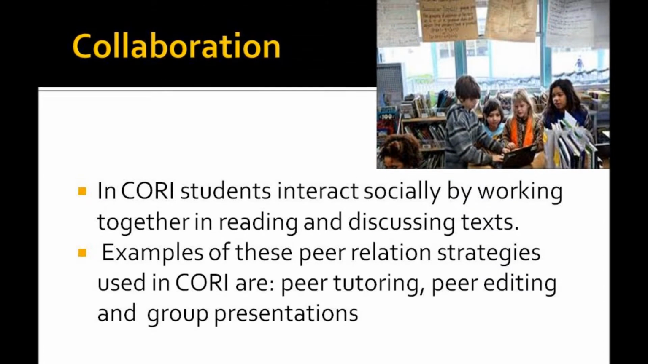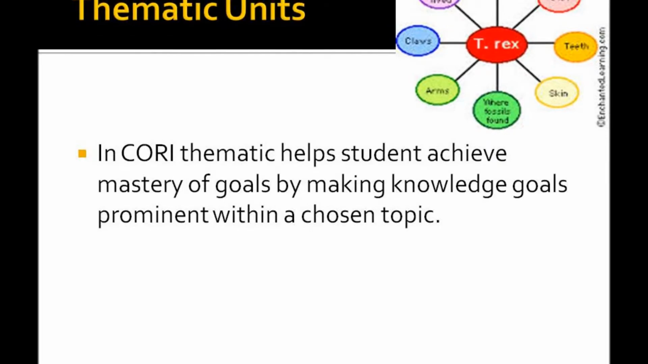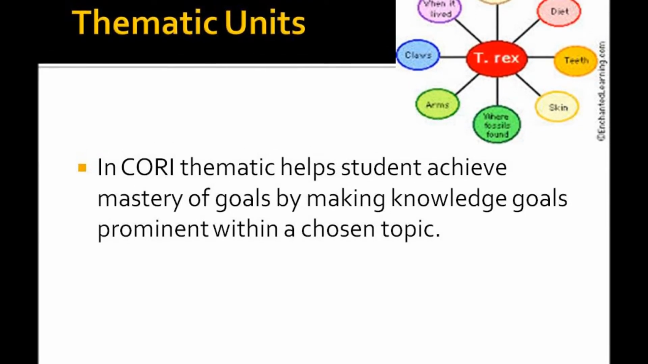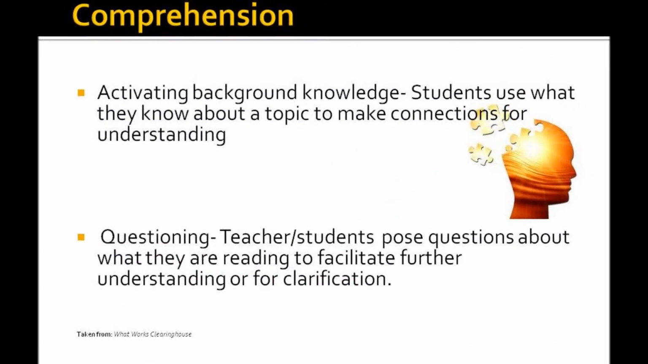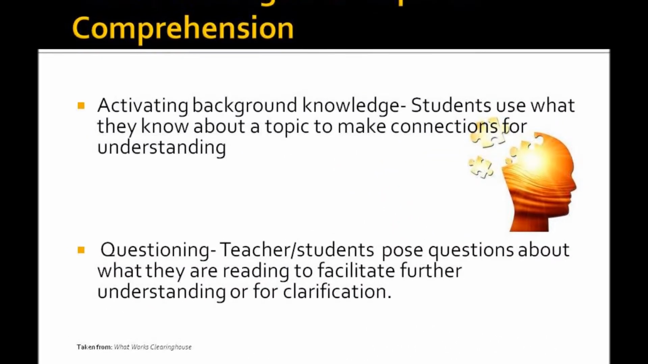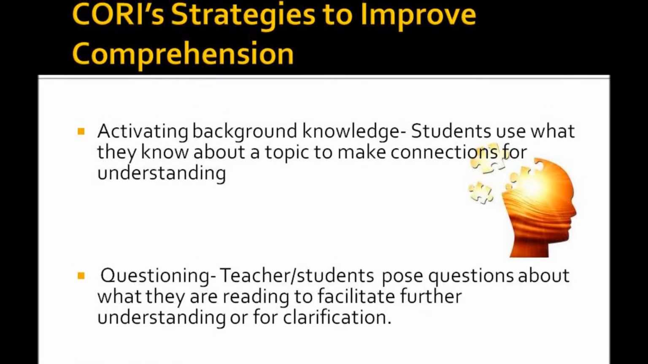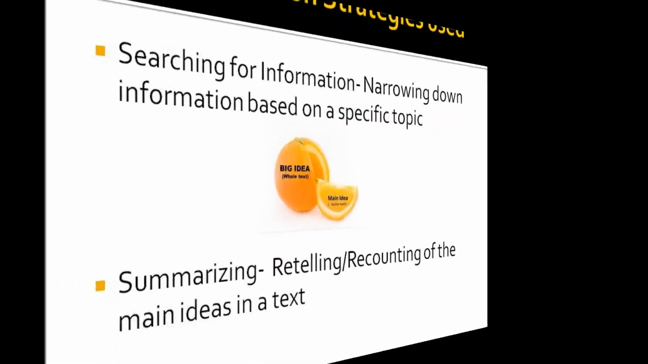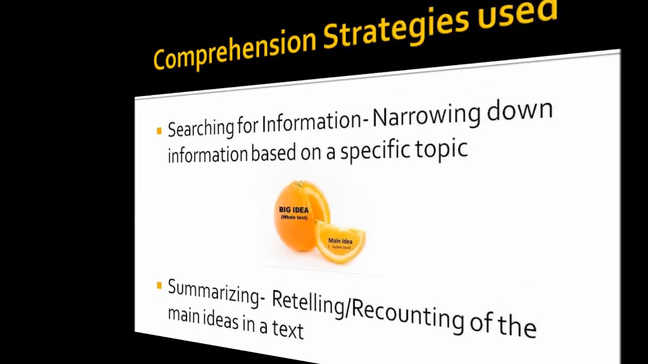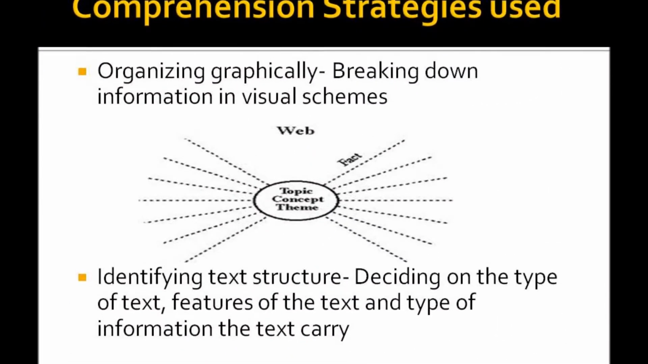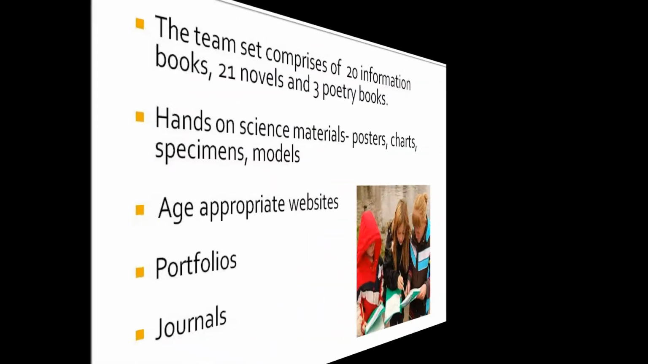The final component of CORE is thematic units. These help students achieve mastery of goals by making knowledge goals prominent within a chosen topic. This strategy also incorporates ways to improve comprehension, namely activating background knowledge and questioning. Other strategies used are searching for information and summarizing, as well as organizing information graphically and identifying text structure.